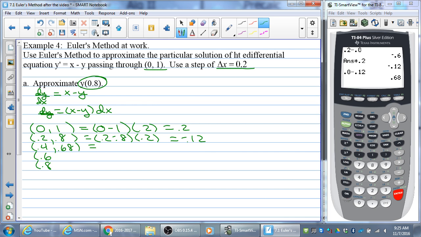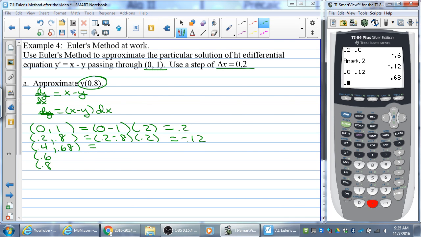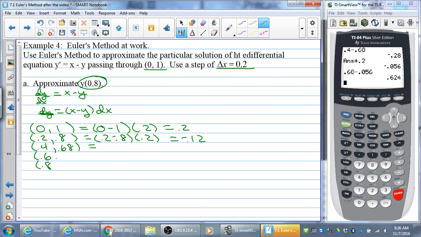But we've got to get to 0.8. So now we have 0.4 minus 0.68, and then times 0.2. Now the y is decreasing by 0.056. So I'm going to take 0.68 minus 0.056. It's very repetitive now. So this ends up being 0.624. Where did I get that? I got 0.4 minus 0.68 times 0.2, and that equaled negative 0.056.